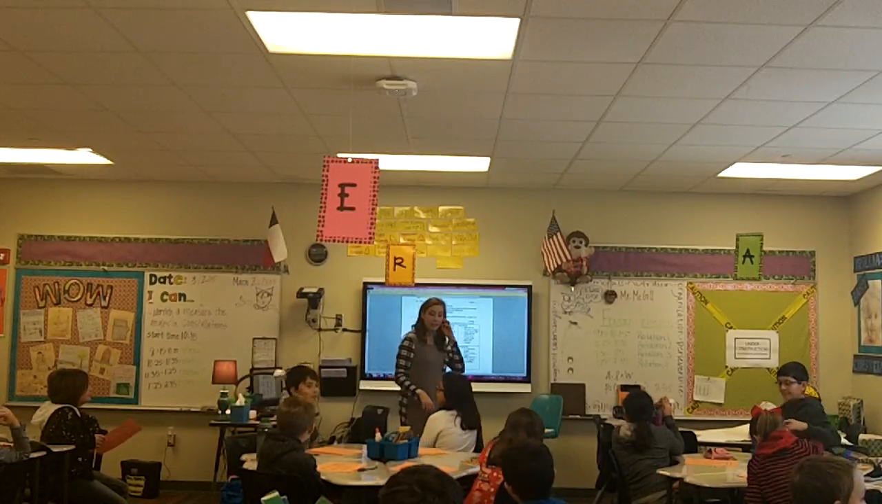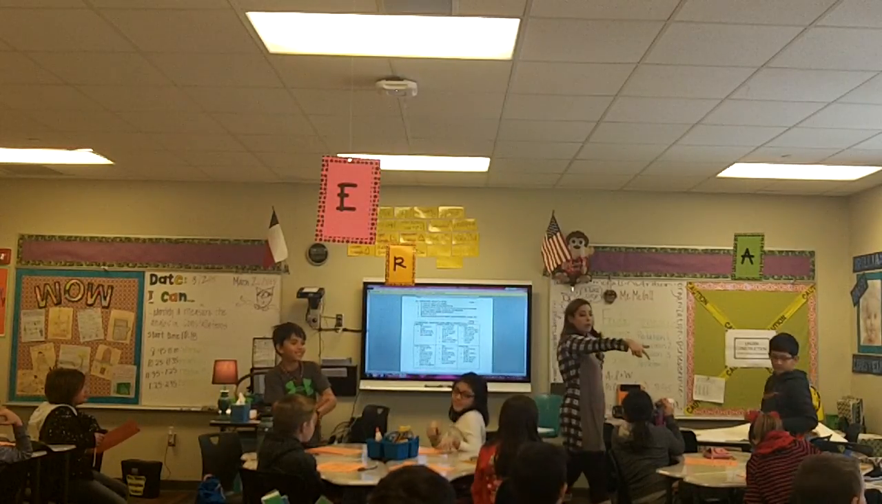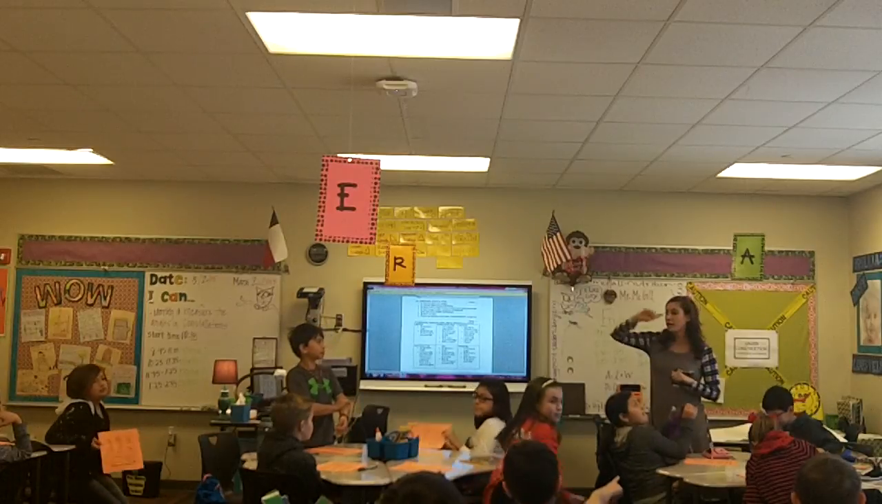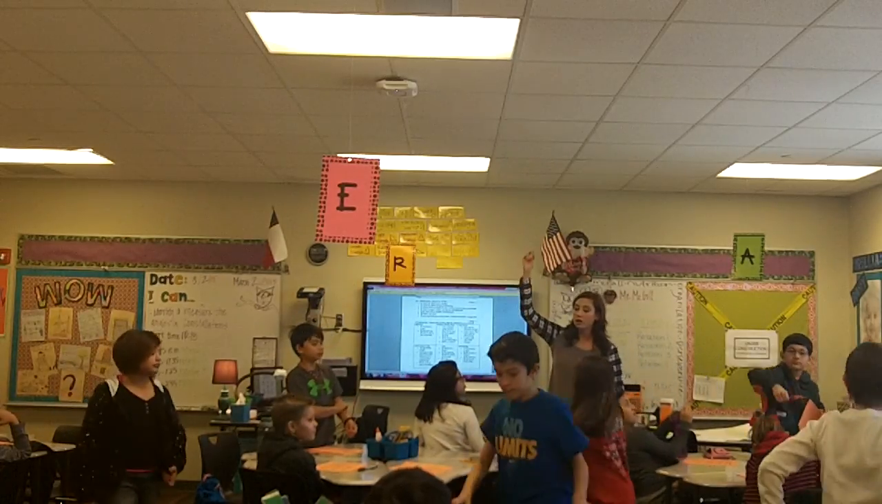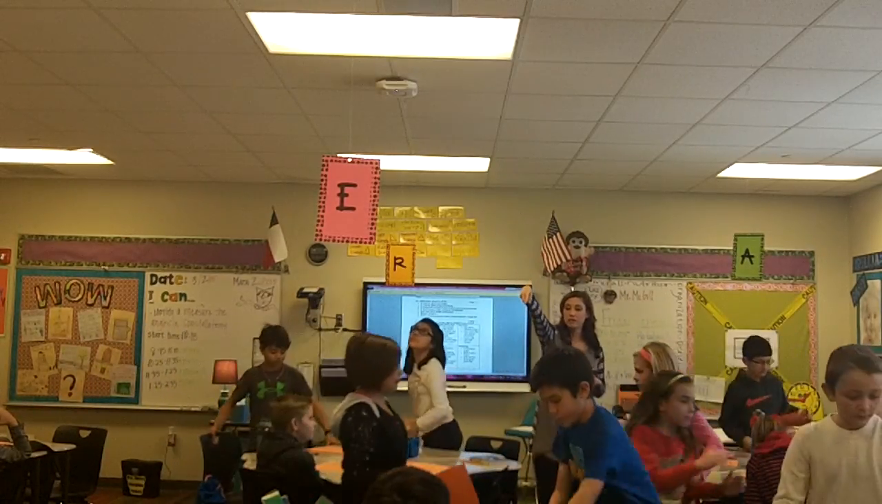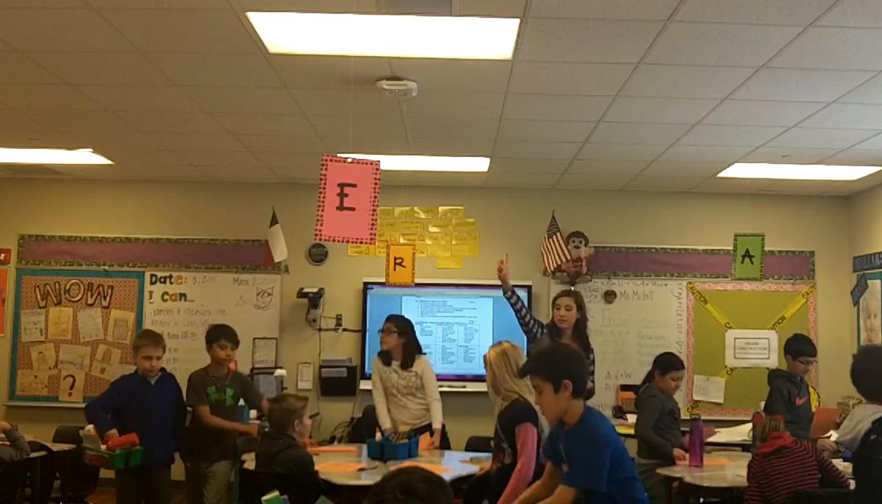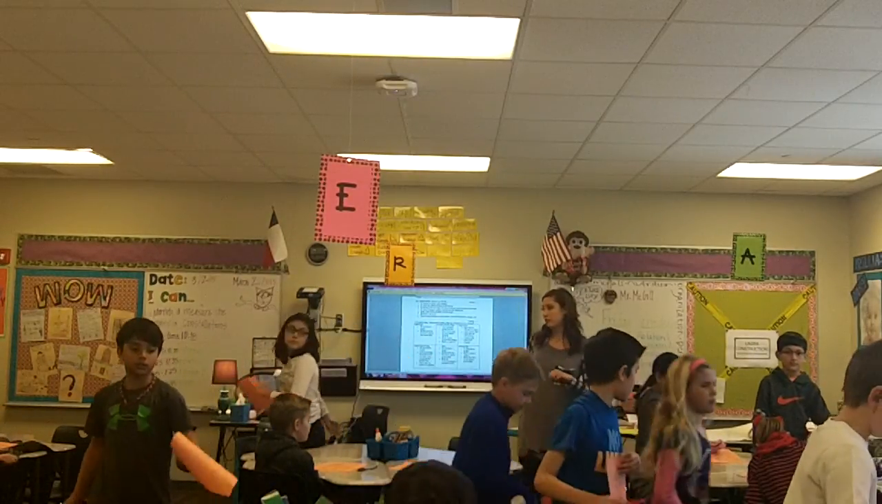I'm ready. Okay. Multiplication, you're at table A. Division, table Y. Perimeter and area, table R. Understanding fractions is at table S, and fractions and decimals is at table E.